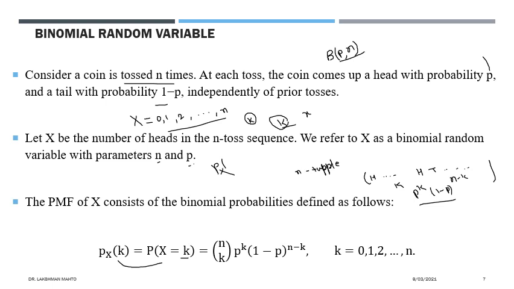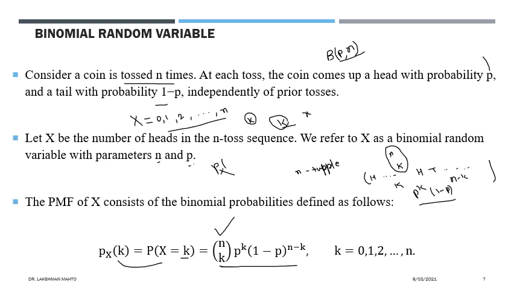Now how many such outcomes will we observe? We have to consider all the possible combinations. That means n choose k. Out of n we have n choose k, so that comes in as a coefficient. So the probability that x takes value k is given by n choose k into p to the power k into 1 minus p to the power n minus k.